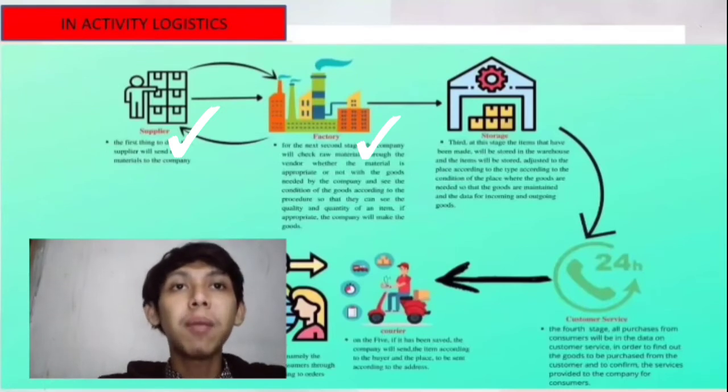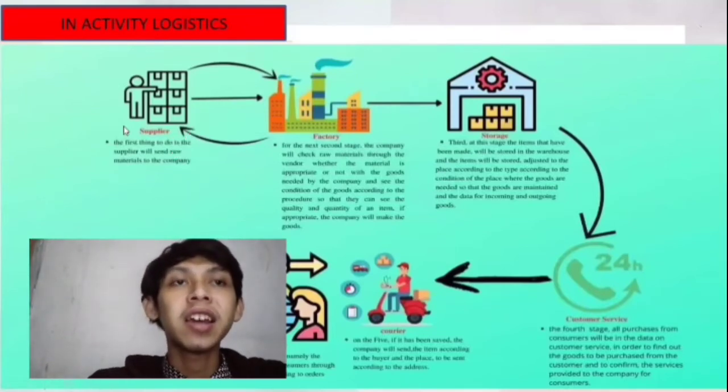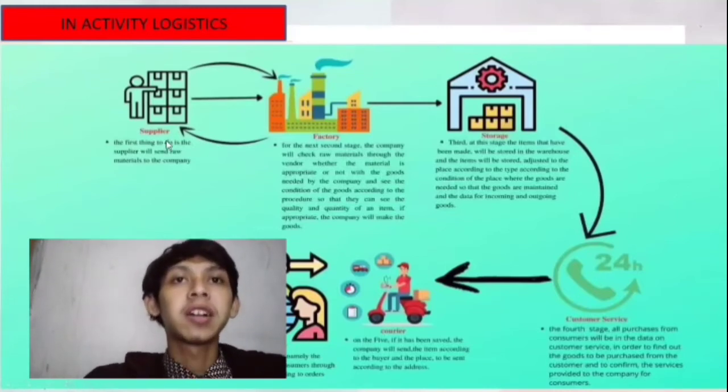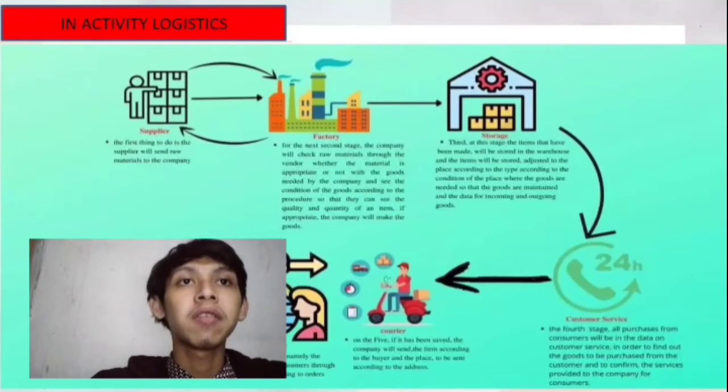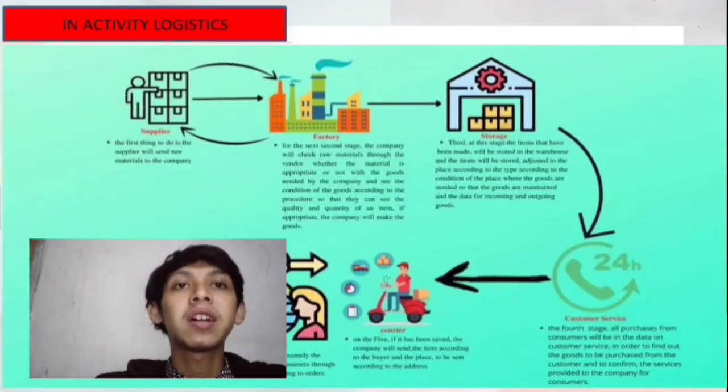Second step, where the company will receive raw material from the supplier. After that, it will be inspected to find out whether the raw material is in accordance with what is needed or not, to see the cost required by the company through the vendor, so that the goods meet the criteria for the needs to be met.